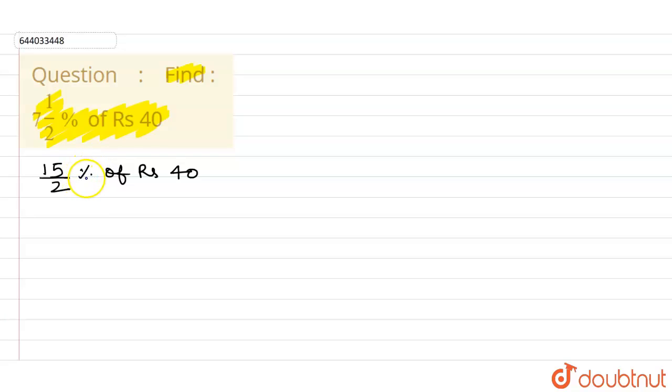So if I remove this percent, I divide it by 100. So this can be written as 15 upon 2 into 100. In place of "of", we can put a multiplication sign, and here it is 40. So here I can cancel the 10, here 10. So 2 fours are 4, 2 fives are 10, and 5 threes are 15.